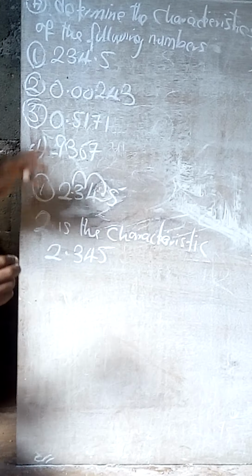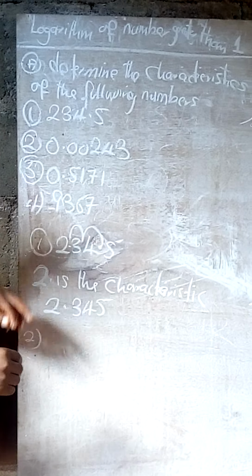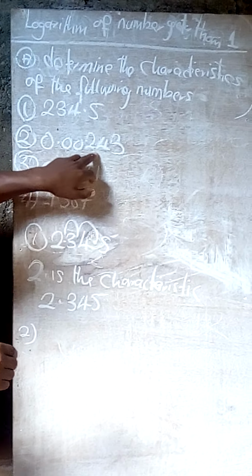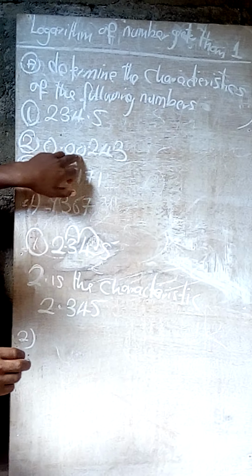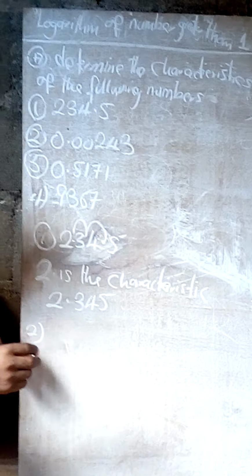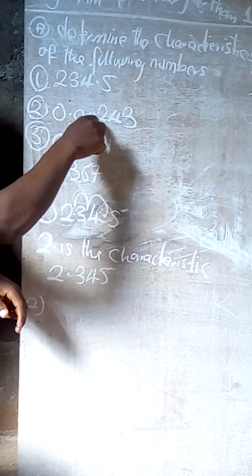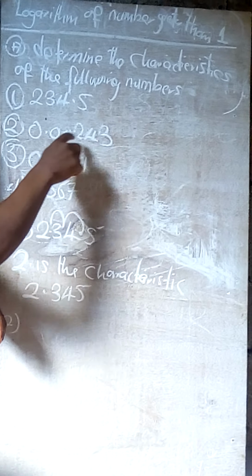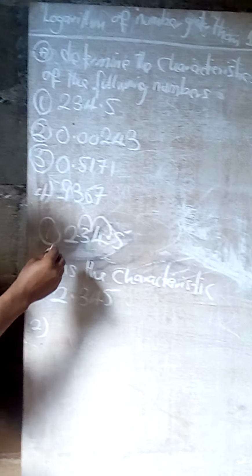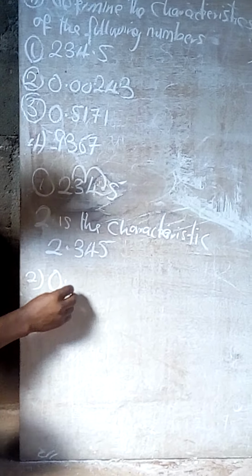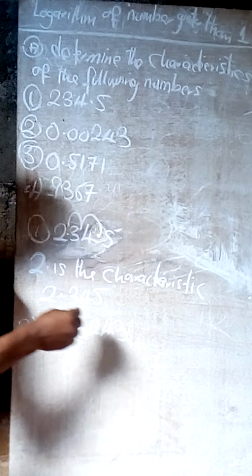Let's now assume the second one, which is number 2. As I've told you earlier, these zeros you are seeing here before the real number, I'll tell you how to count them. The best way here is just to count them 1, 2, 3, because that's your characteristics. If you want to count, the point must be in between the first number and the immediate number from the left. We have 0.00243.